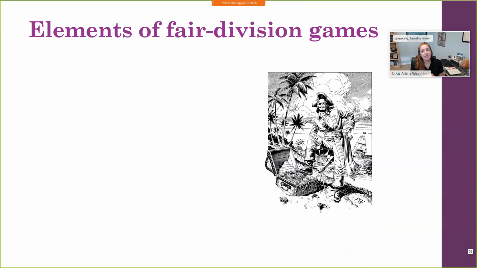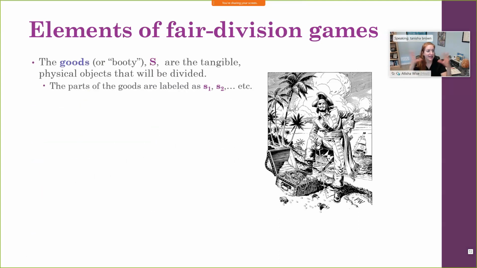So we're going to start with some terminology to help us work through fair division games. So I like this pirate because he's like, I've got some goods that I need to split up. So the goods or booty, I did not make that up, by the way. It is in your book, okay? You're like, you made that up. I know you did.